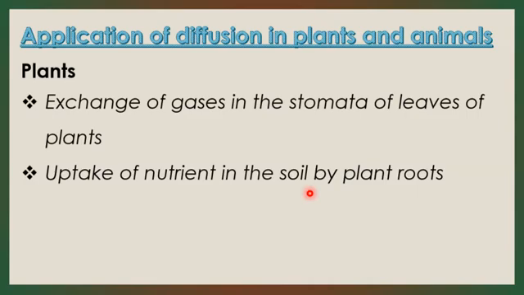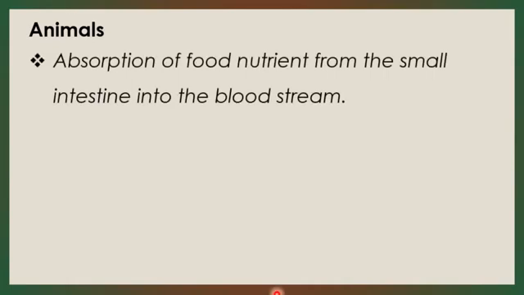Now let's move on to animals. So let's take the first one, the digestive system. When food is digested in the digestive system, we expect the food to be absorbed and be used by the cells of the body. And where does this happen? It happens in the small intestine.